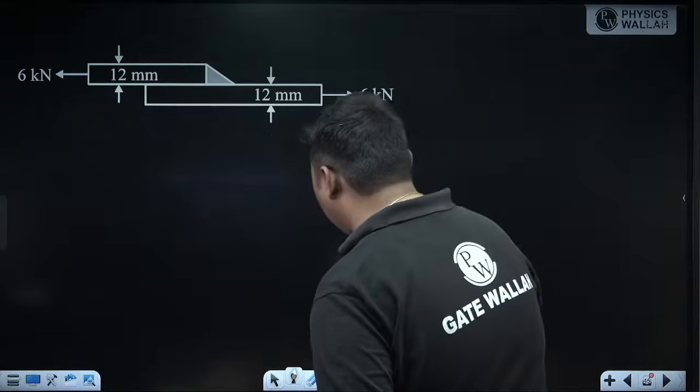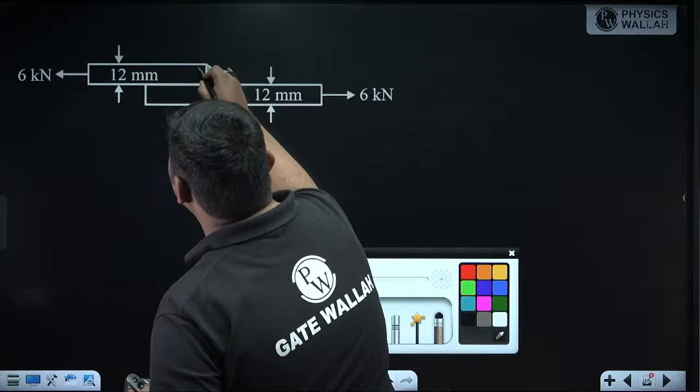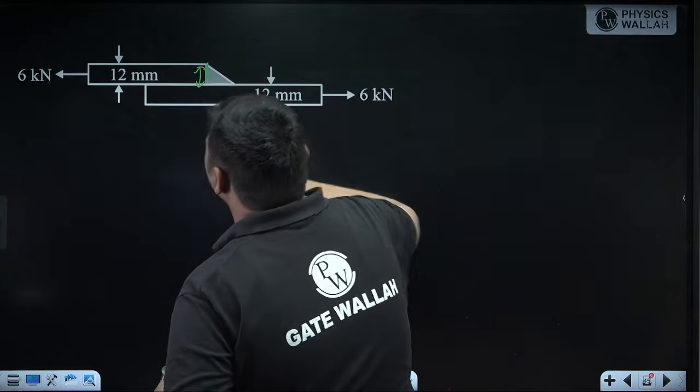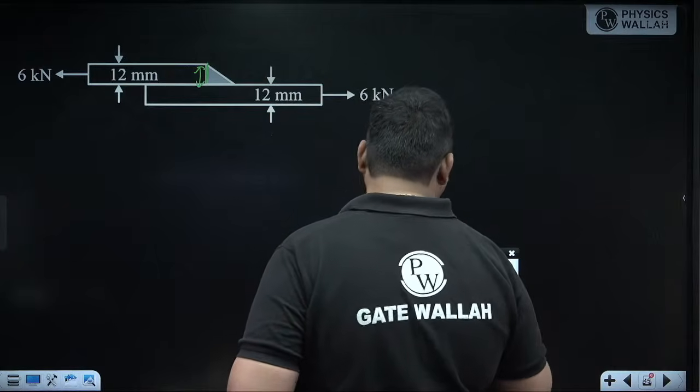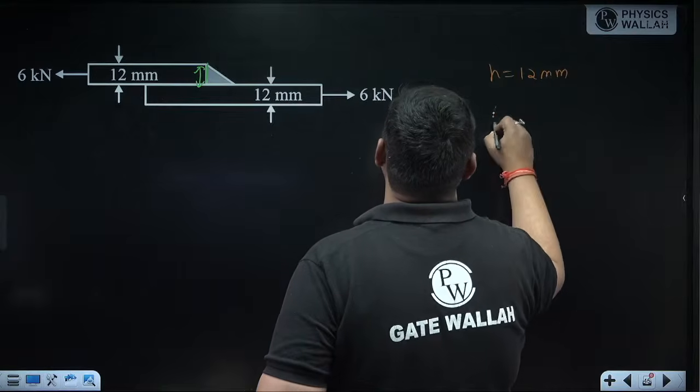The thickness of each plate is 12 mm. So can I say here it will be the size of the weld? Why? Because this thickness is 12 mm, and in this weld you can see this thickness is nothing but the size of the weld. This dimension is known as size. Size of the weld I am denoting as H. It is 12 mm. In a plate weld, always calculate throat.